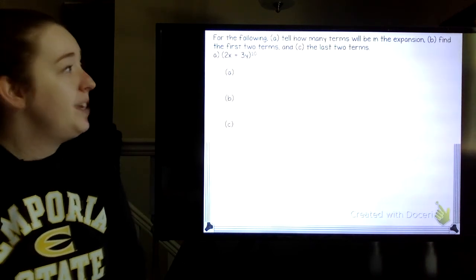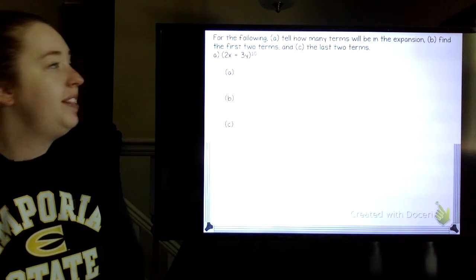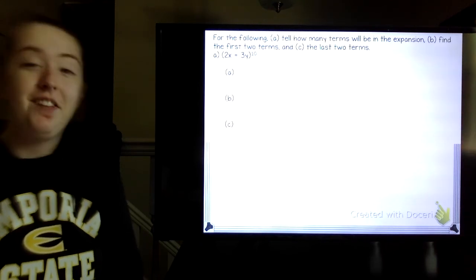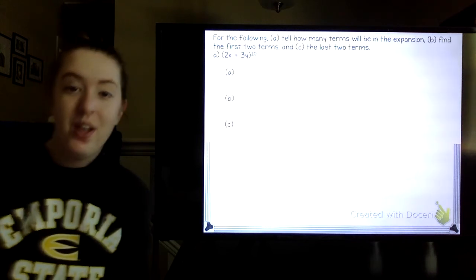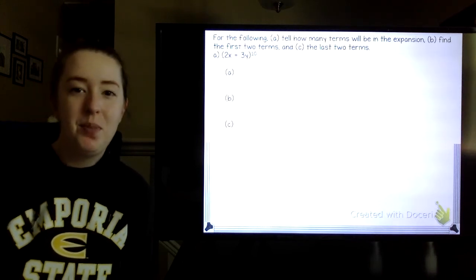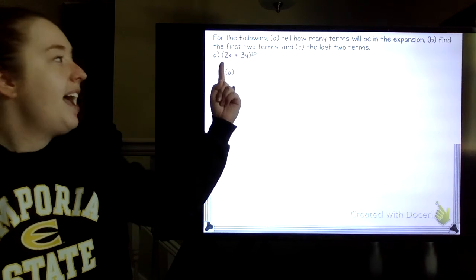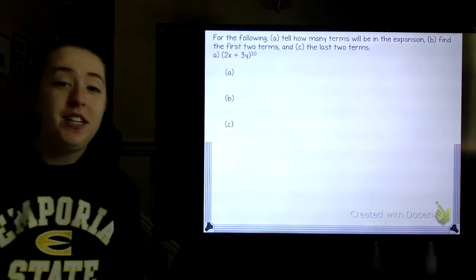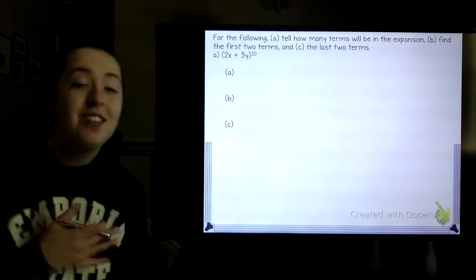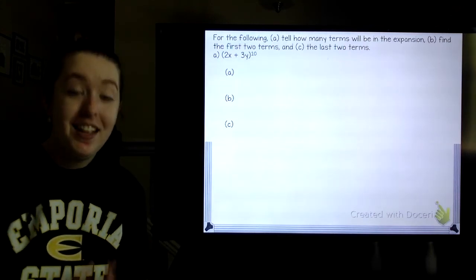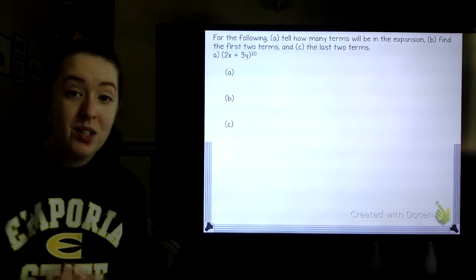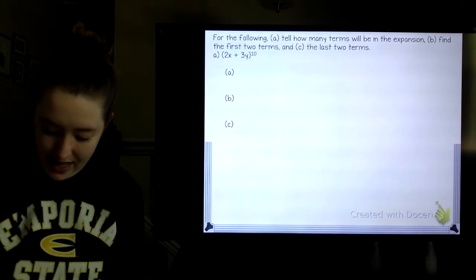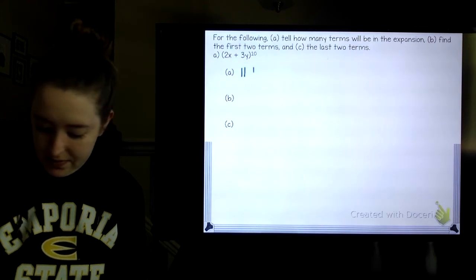Okay, so for the following: A, tell how many terms will be in the expansion. B, find the first two terms. And C, find the last two terms. So first of all, how many terms will be in this expansion? Since I have 2x plus 3y to the 10th, remember how many terms are in the expansion is always based on what that power is. It's one more than the power. So since I have to the 10th, that means that I will have 11 terms.